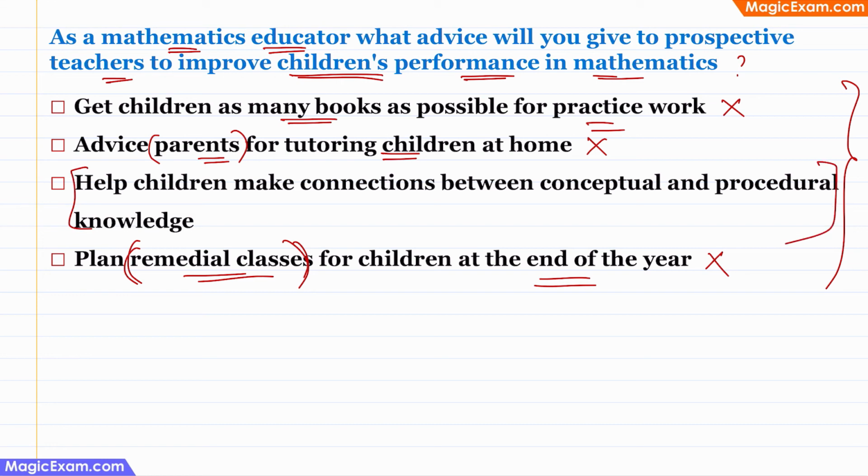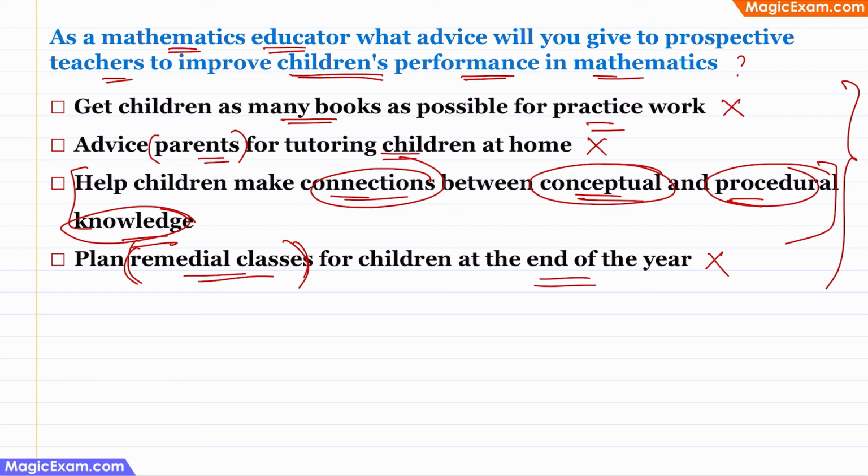It says help children make connections between conceptual and procedural knowledge. This is correct, because if you are teaching the concept of money and you connect that concept to real life situations, that is procedural knowledge as to how children can use money in their day-to-day life, how their parents use money for different things. So you are helping children make the connection between concepts and real life situations or procedures. Therefore, this is the best way to improve children's performance in mathematics.